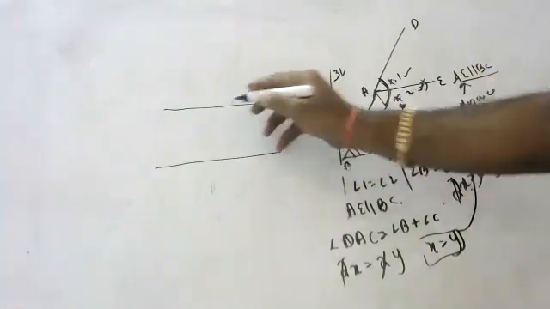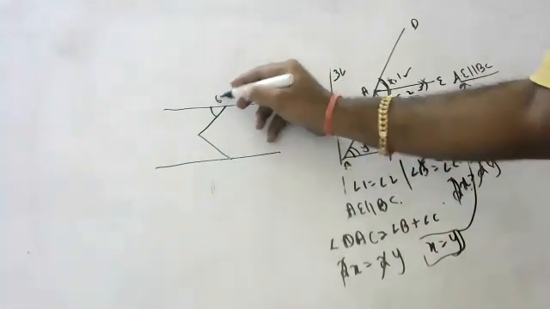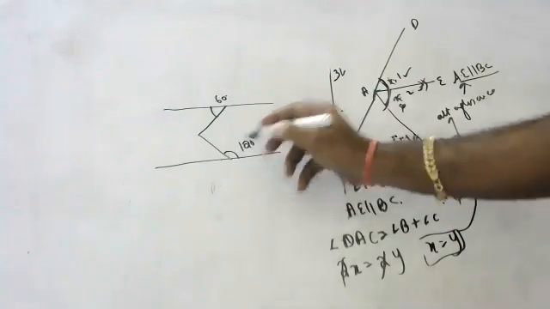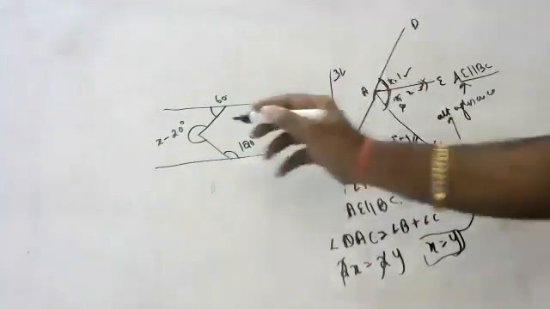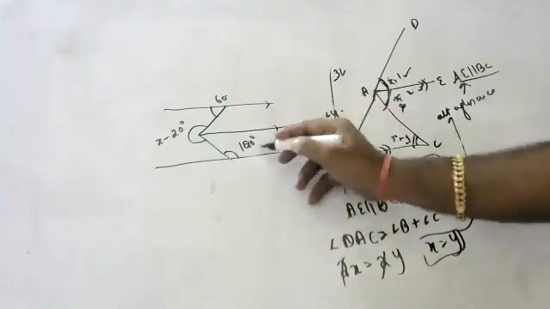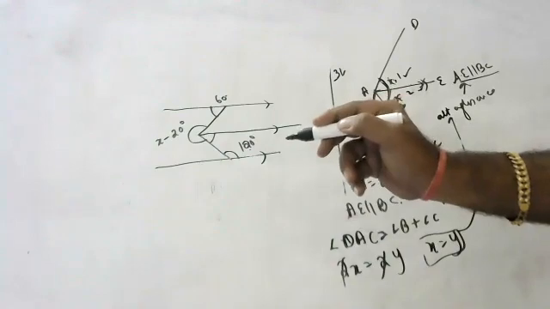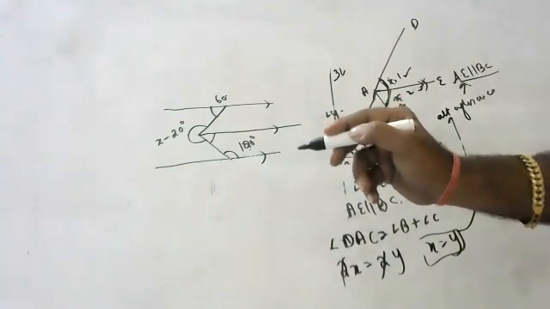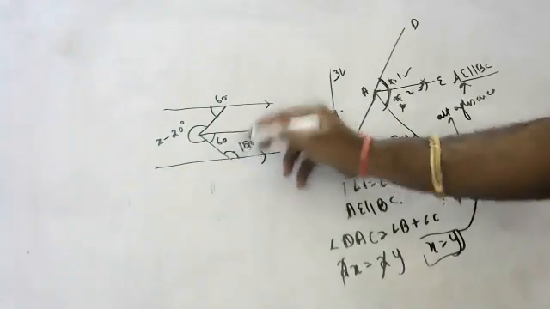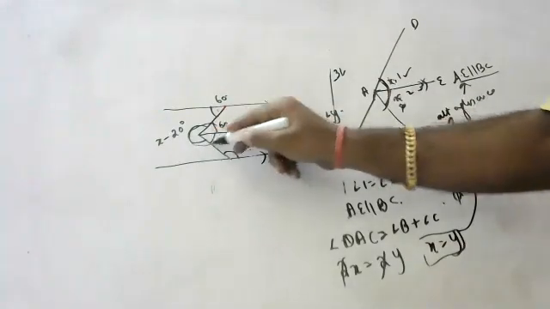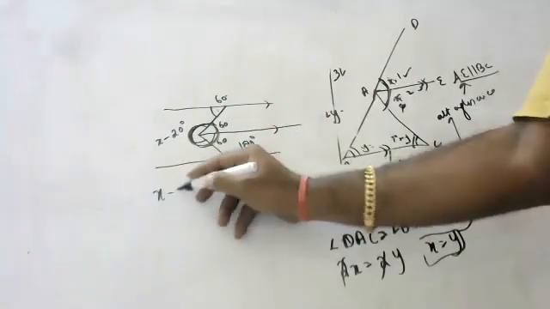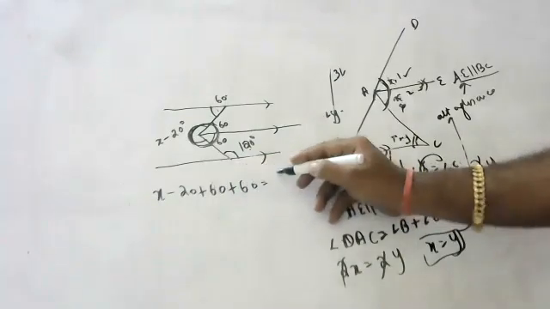See, these both are parallels, like this they have given. This is 60 degrees. This is 120 degrees. This is x minus 20 degrees. The question is, find x. Very good. Now apply complete angle: x minus 20 plus 60 plus 60 plus 60.